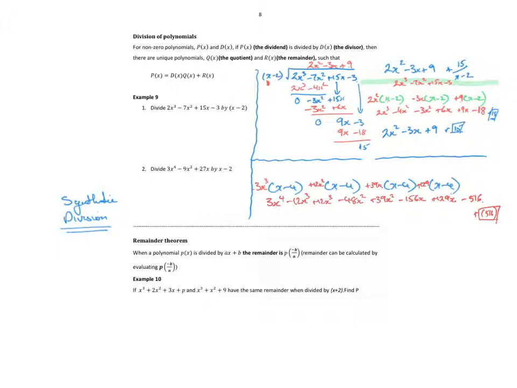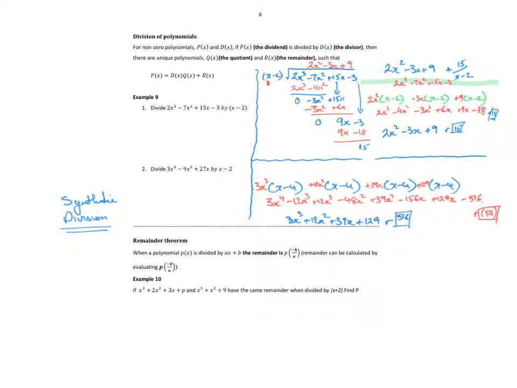So after my division, if I get all the red terms out, I'll get 3x cubed plus 12x squared plus 39x plus 129 with a remainder of 516. What a messy equation.